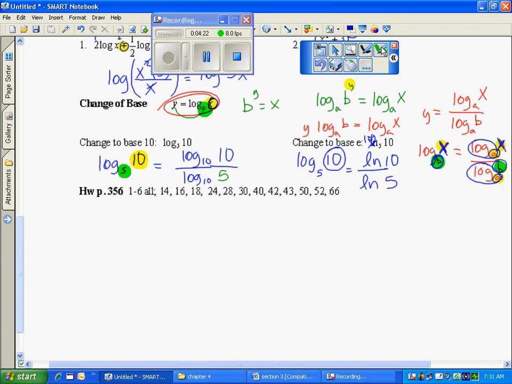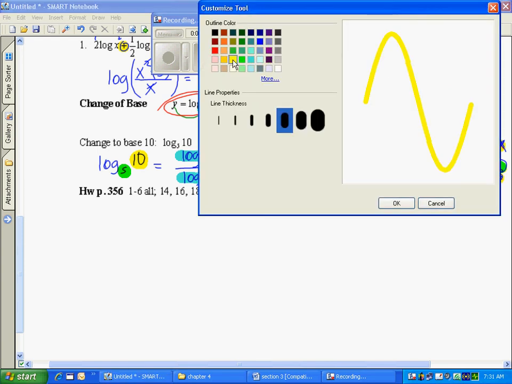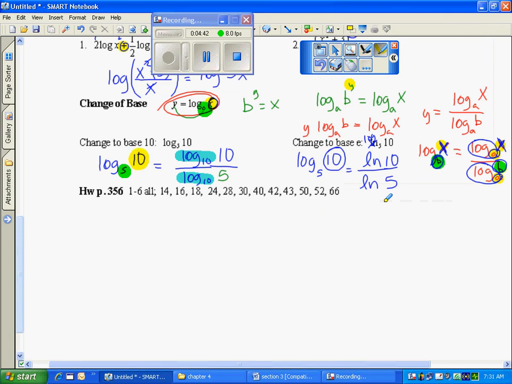So what you put in the front is the base you want. And then the two pieces of the original log go in the following places. The value you were taking the log of goes in the numerator, and the base of the original log that you were trying to change, this 5, goes here. So let's check if that's what happened. I took log base 5 and turned it into natural log. That's my new base. So whatever is in this position goes right here on your new base, and whatever the original base was goes right here. And so that's just an easy way.